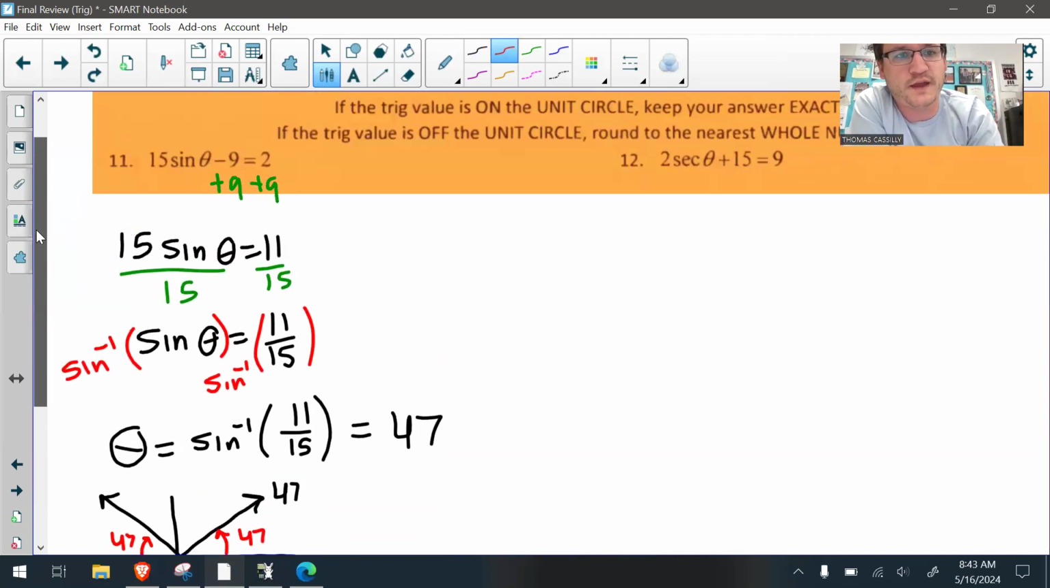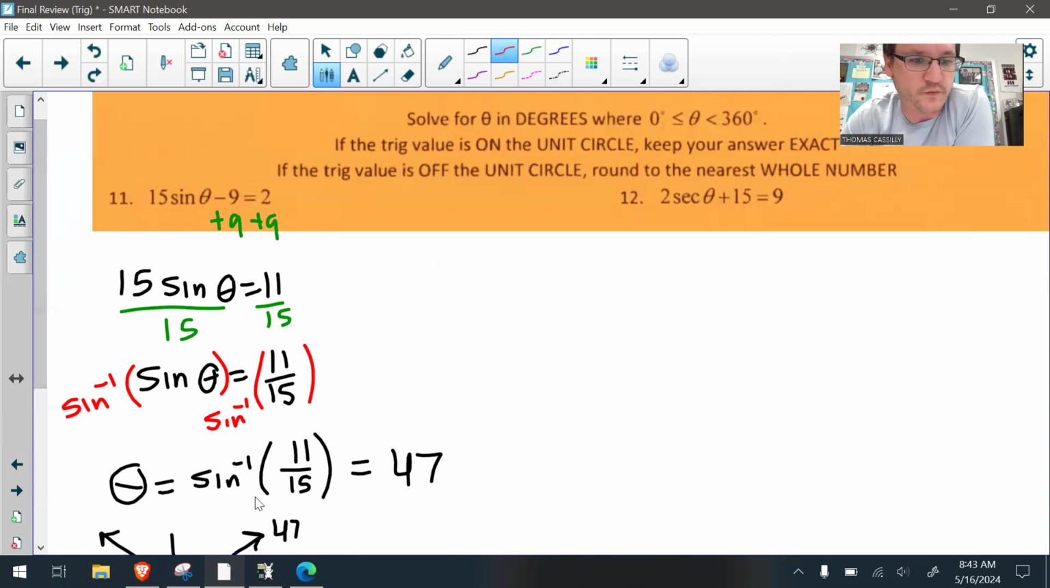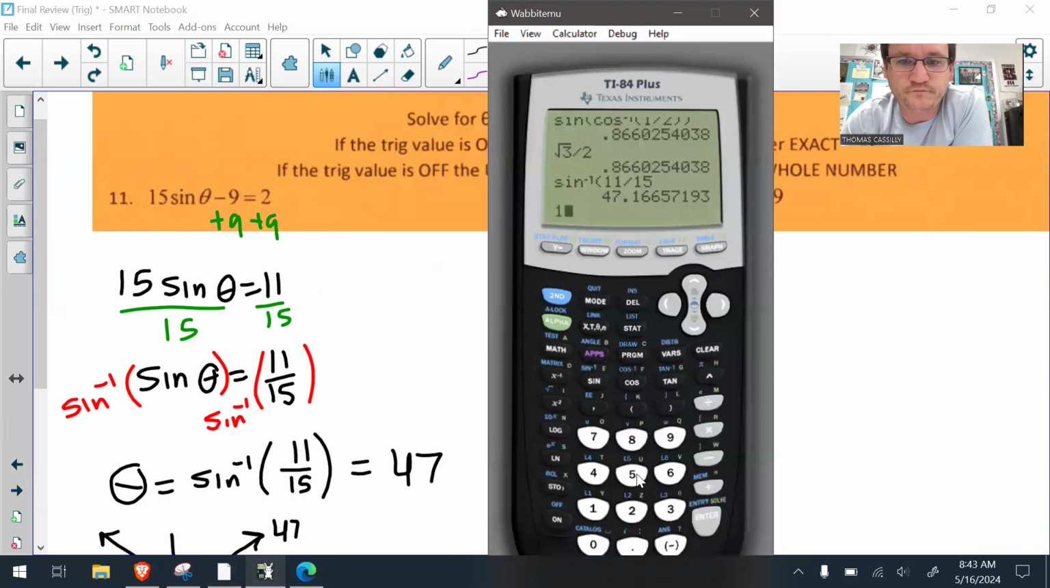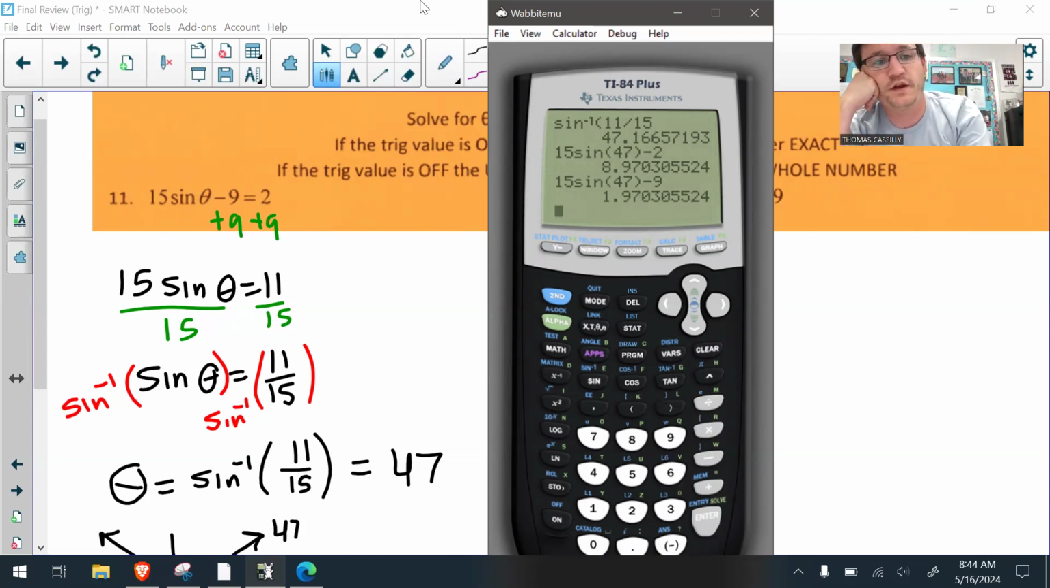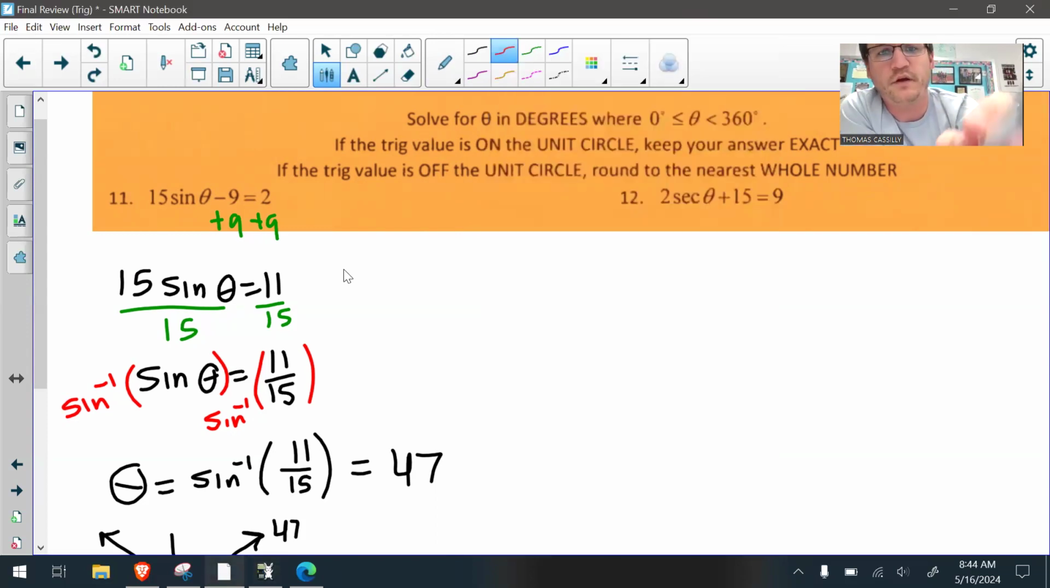So if we were to plug those back in to this equation, let's just try that one time. We're going to have 15 times the sine of 47 minus 9. This should be pretty close to 2. Keep in mind, I rounded. The answer was 47.2. I called it 47. So it's not going to be exactly 2, but it should be close. And it would be even closer if I typed it into the calculator correctly. It needs to be a minus 9. There we are. So 1.97. The answer is supposed to be 2. That's pretty close. But that's what happens when we round. So that's how we do this section, right?